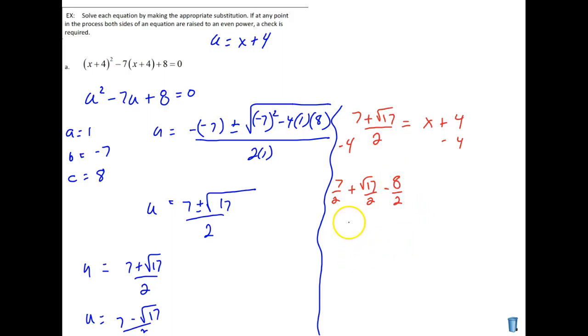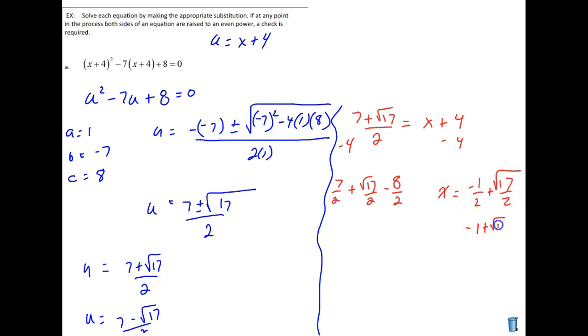Remember, I'm writing it with common denominator. So 7 over 2 minus 8 over 2, those are the pieces that can go together. So I actually get x equals negative 1 over 2 plus square root 17 over 2, or I could write it as negative 1 plus square root 17 all over 2.